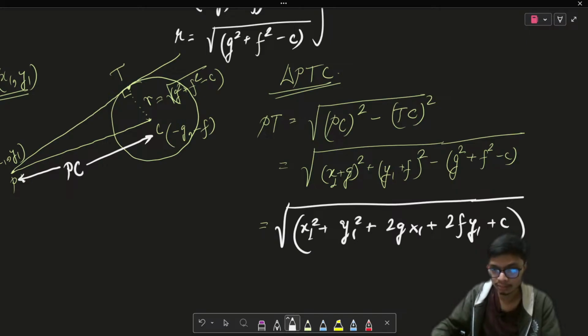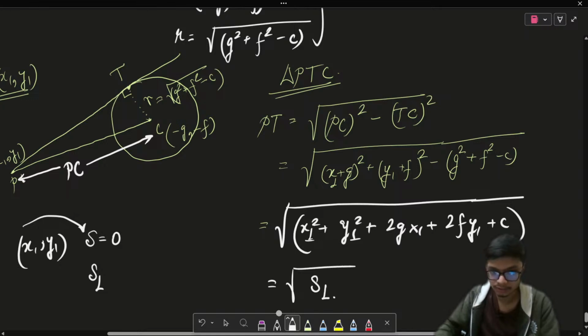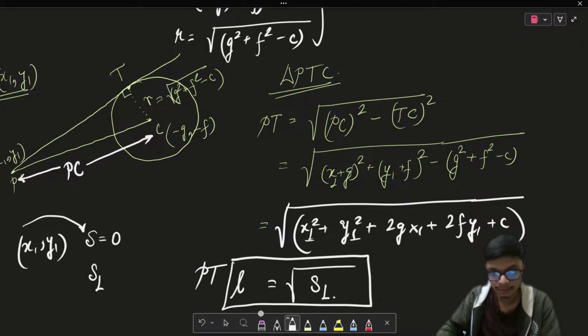Now if you recall the operator notation, we have denoted the operator S equal to 0. From the last class, when I put the value of x1 y1 in this operator, we call that S1. So the length of the tangent, this PT distance, is equal to square root of S1.